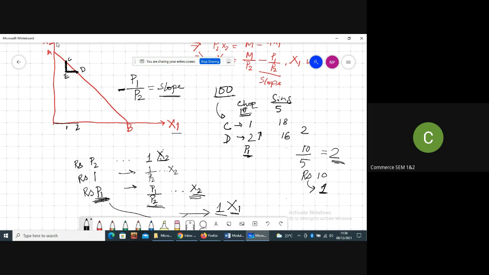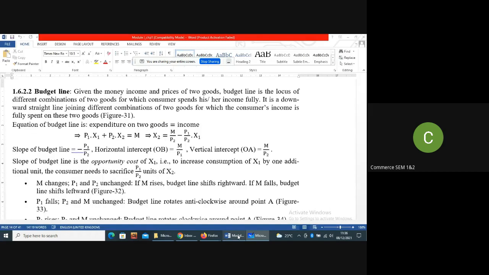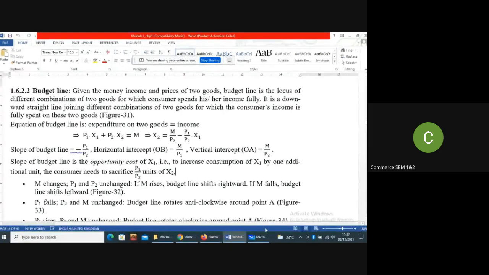Fine? So that is why we call this the opportunity cost of commodity 1. So the slope of the budget line is the opportunity cost of commodity 1. That means to increase consumption of X1 by 1 additional unit, the consumer needs to sacrifice P1 by P2 units of X2. Understood?